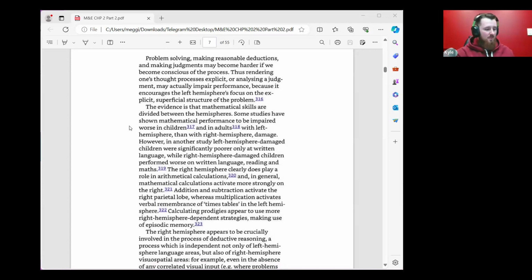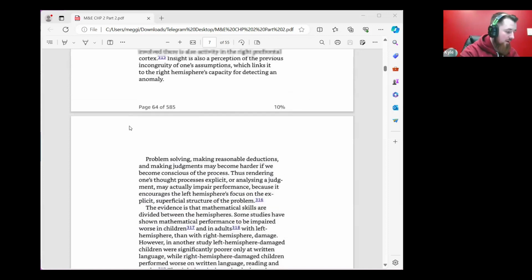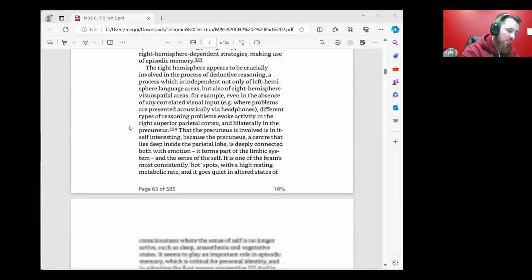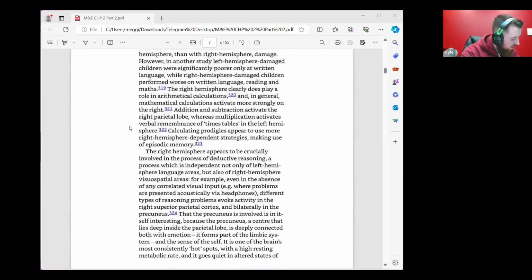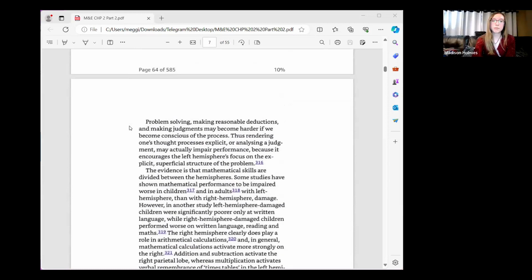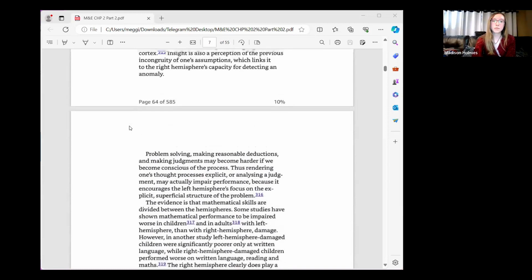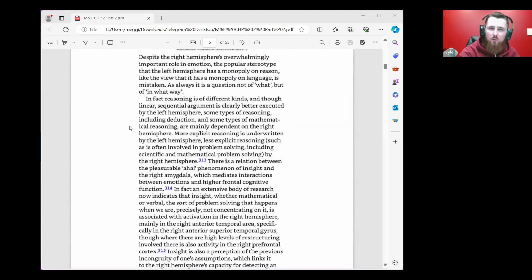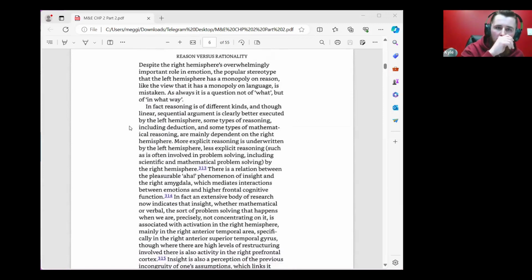Okay, Kyle, what was the section that you wanted to bring up? Okay, so it's on page 64. Well, it's the very bottom of page 64, and then it trails on to 65 for a bit. It's the beginning of the section labeled reason versus rationality. I don't know if the Kindle version is... Yeah, there we go. Okay, cool. The Kindle version is formatted differently, so that's perfect.